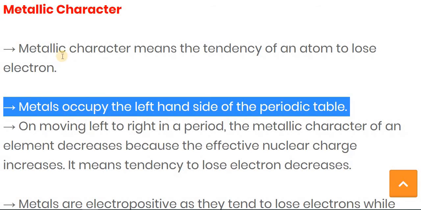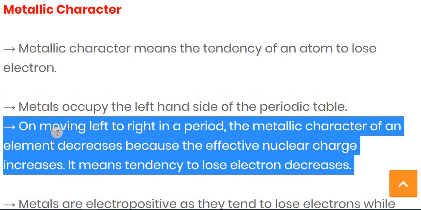So the first character, the metallic character, means the tendency of an atom to lose an electron, and metals occupy the left-hand side of the periodic table. If you are moving left to right in a period, then the metallic character of an element decreases because the effective nuclear charge increases, and the tendency to lose the electron decreases.